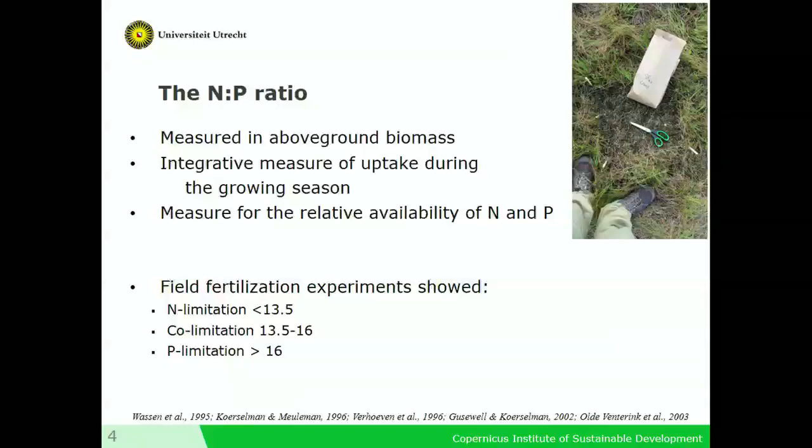They have invented basically this nitrogen-phosphorus ratio and have also looked into thresholds. And using field fertilization experiments, they found that nitrogen limitation occurs below an NP ratio of 13.5. Between 13.5 and 16, you'll have co-limitation, and above 16, your vegetation will be P-limited.